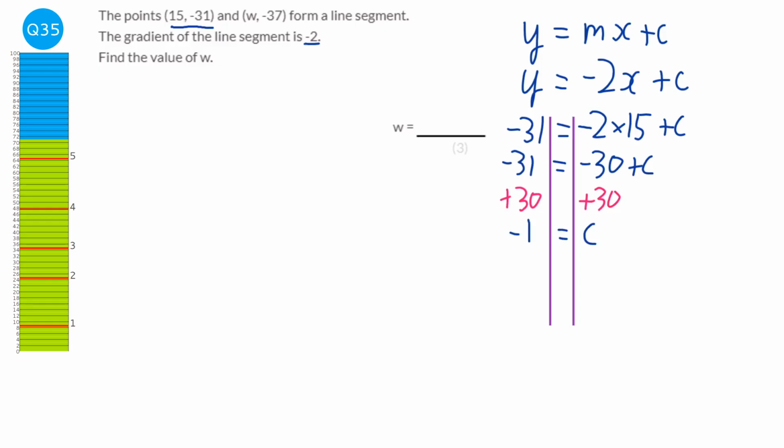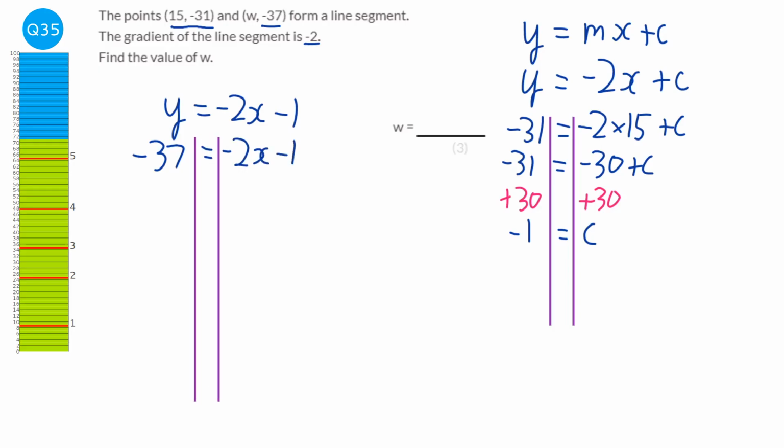So we now know that the equation is y equals minus 2x minus 1. And we're told that the y is minus 37, and we're looking for the x value, which they've called w. So let's get our solving lines in. Okay, so the first thing I'm going to do is add 1 to both sides.